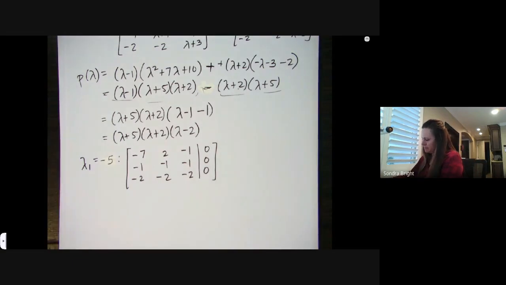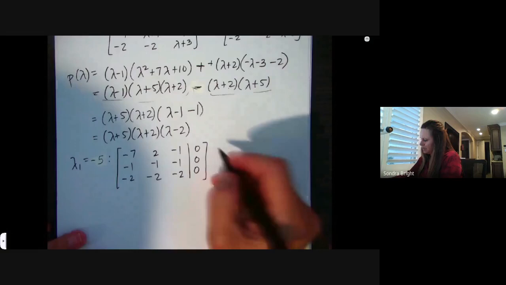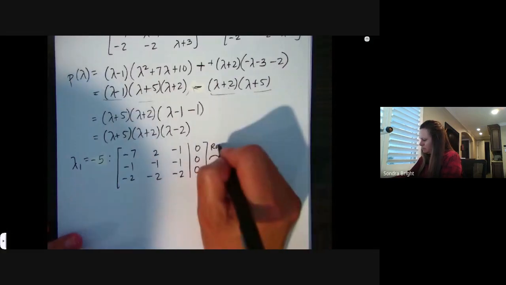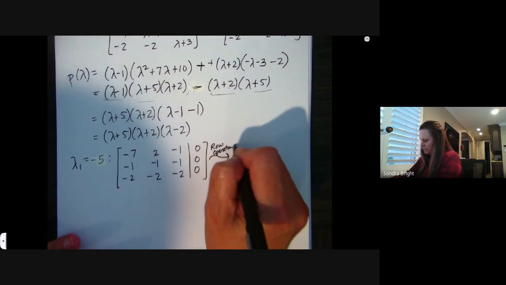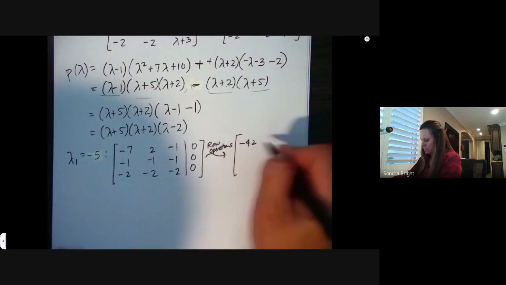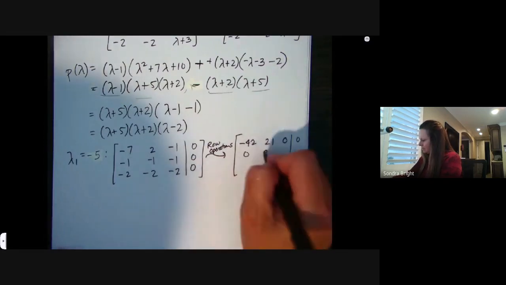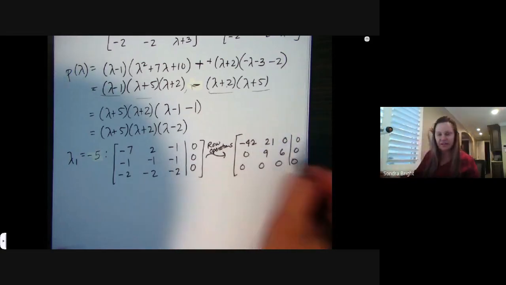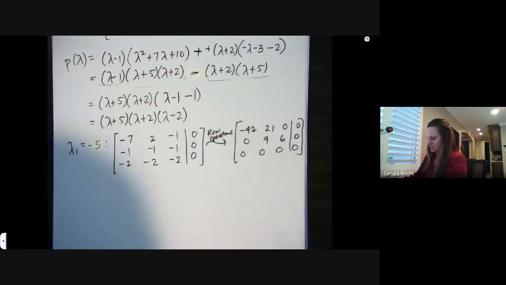How about this? I'll skip through these steps. I ended up with a whole bunch of row operations. Not that much, actually. I did 2 operations, and I ended up with a matrix of negative 42, 21, 0, 0, then 0, 9, 6, 0, and then 0, 0, 0, 0. That's how I ended up with this. Your signs may be a little bit different. Depending on what you did, you might end up with something a little bit different, but you should still get pretty close to the same answer as me.